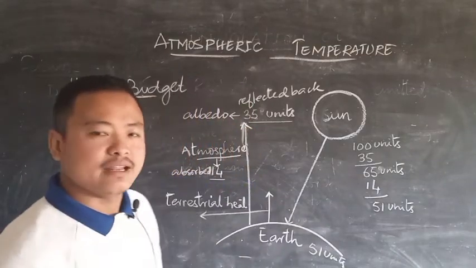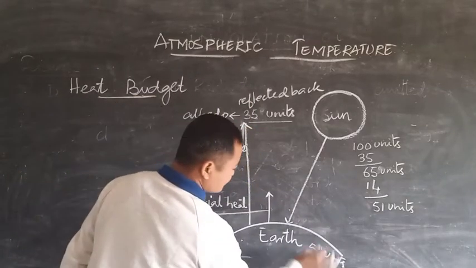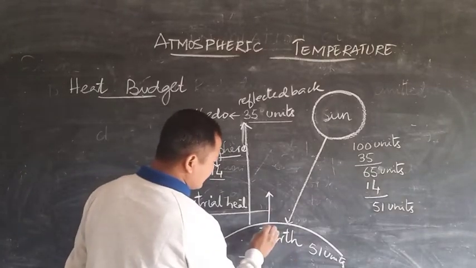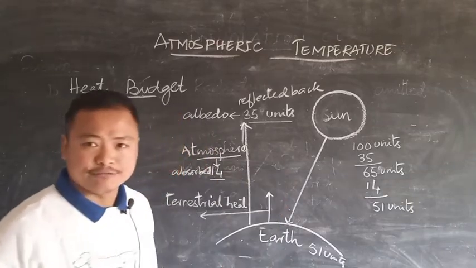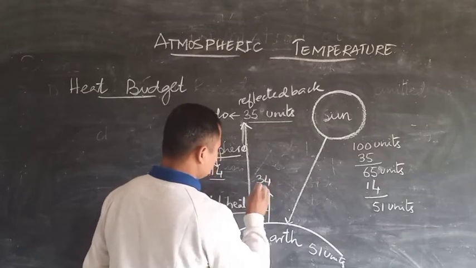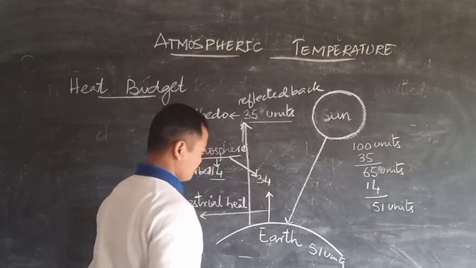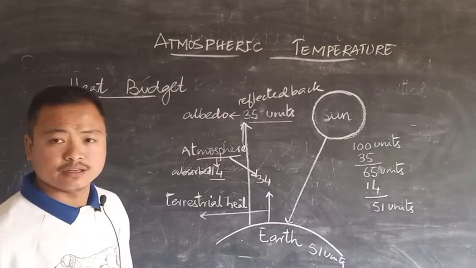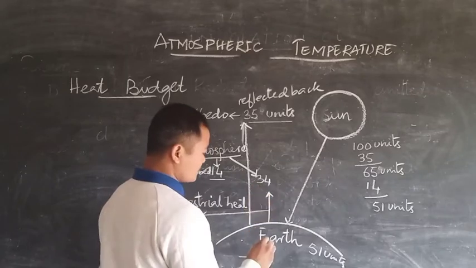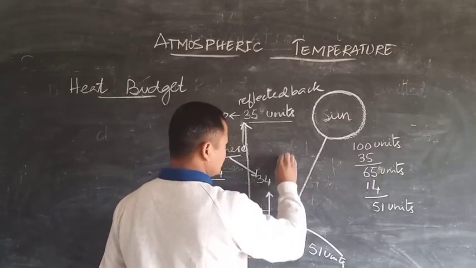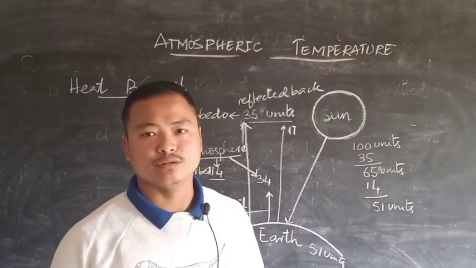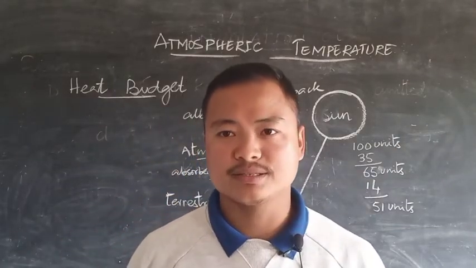So terrestrial radiation or terrestrial heat comes with these 51 units after heating the earth's atmosphere. Now this terrestrial heat which comes out of the earth's surface after heating the earth, that is with 51 units, 34% is again absorbed by the earth's atmosphere. So out of this 51, 34 is absorbed by the atmosphere. So finally 17 units is completely reflected back to space.